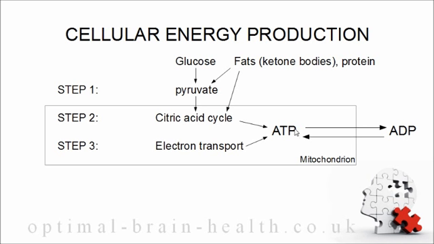ATP then needs to exit the mitochondrion. When the energy that ATP is carrying is used up by the cell, ATP turns into a related molecule called ADP, and that needs to then be recycled back into the mitochondria so that it can pick up more energy, and in the process it gets turned back into ATP.